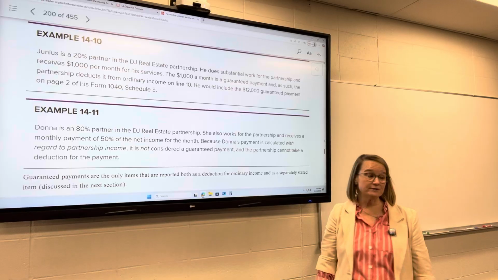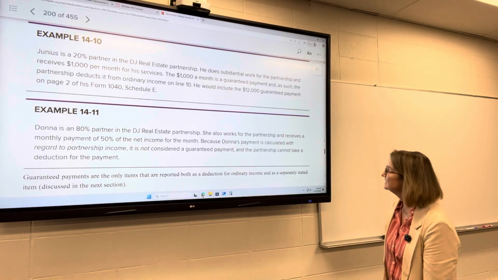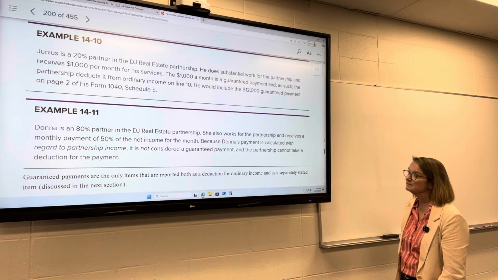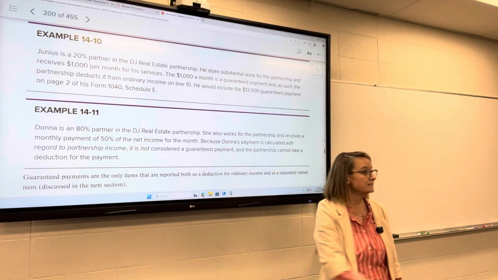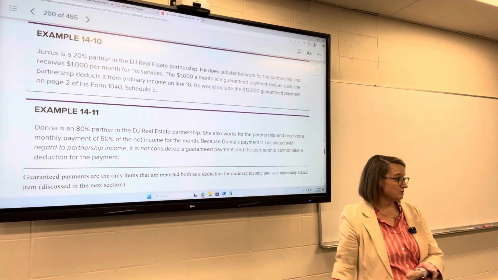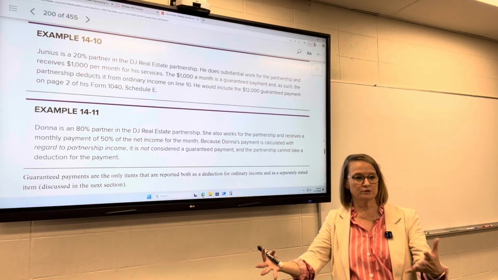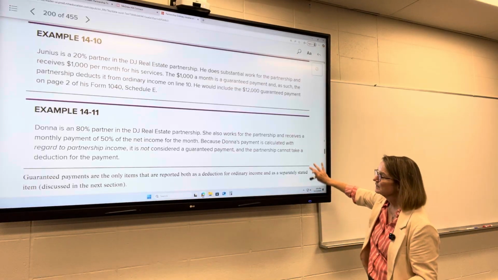Well, that's not a guaranteed payment because it's based on the net income, right? Because it is calculated with regard to income, it is not considered a guaranteed payment. Therefore, the partnership does not get a deduction for that payment. That is a distribution to her. She's essentially getting a distribution which is coming out of her basis in that partnership.